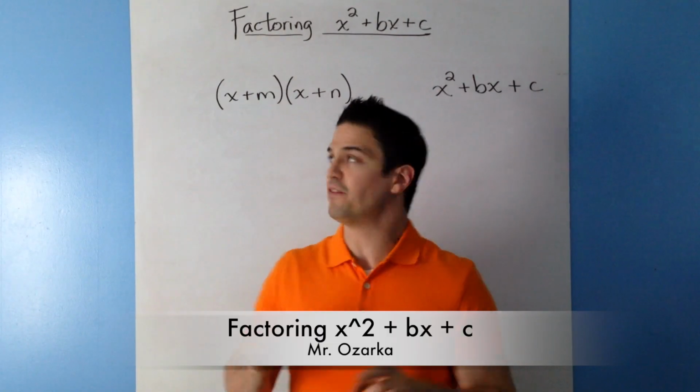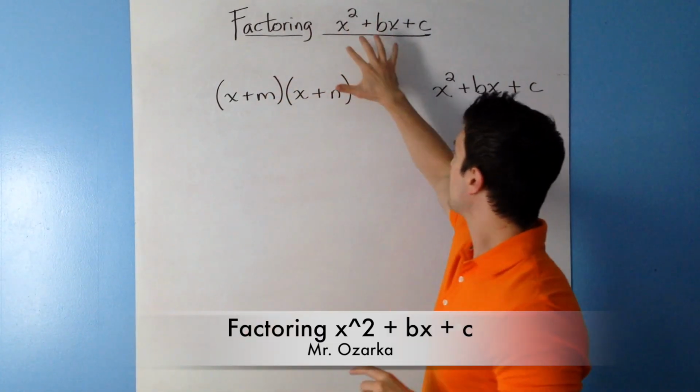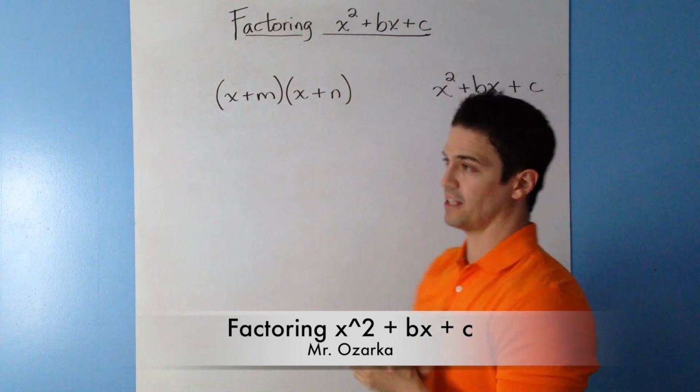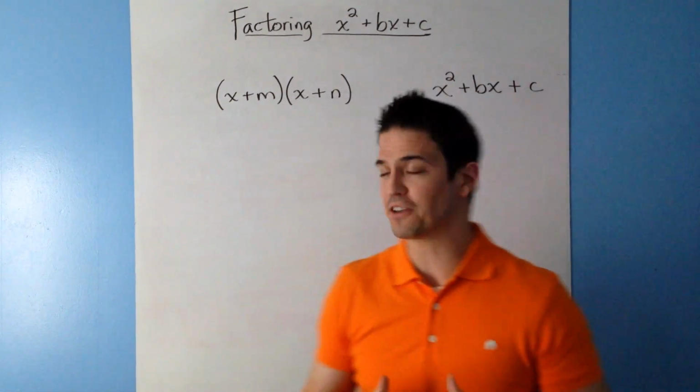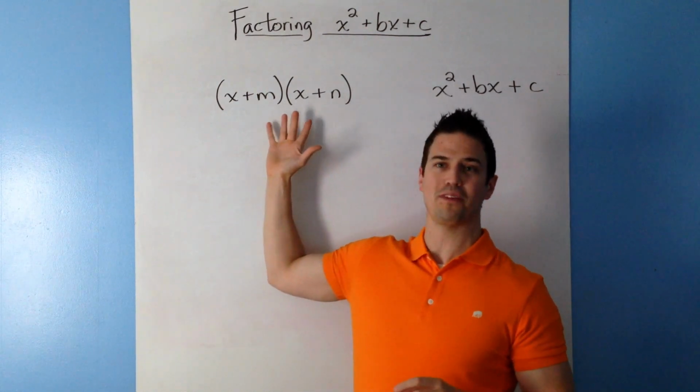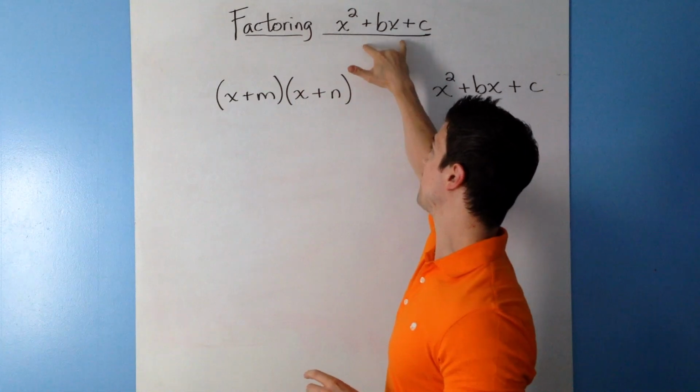Okay, so this is going to be a video about factoring a trinomial that looks like x squared plus bx plus c. In order to factor this, I'm actually going to start with the factors first. So I'm basically starting with the end product of what I would want if I factored this.